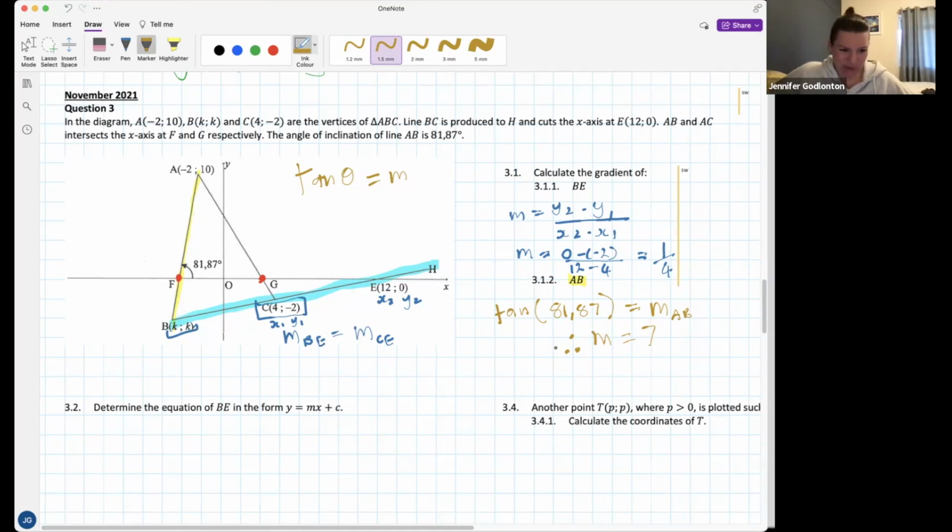Okay, 3.2. Determine the equation of BE. So that's our blue line, in the form of y equals mx plus c. We know some things already. What do we know already about that blue line? We know something important about it, because we worked it out earlier. Good, the gradient, excellent. So we know that our m is equal to 1/4.